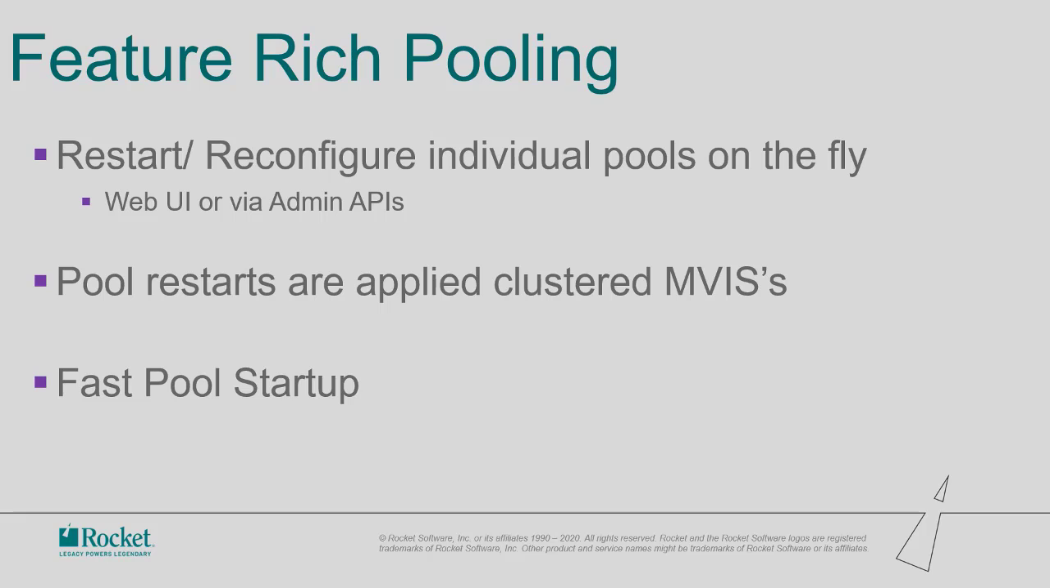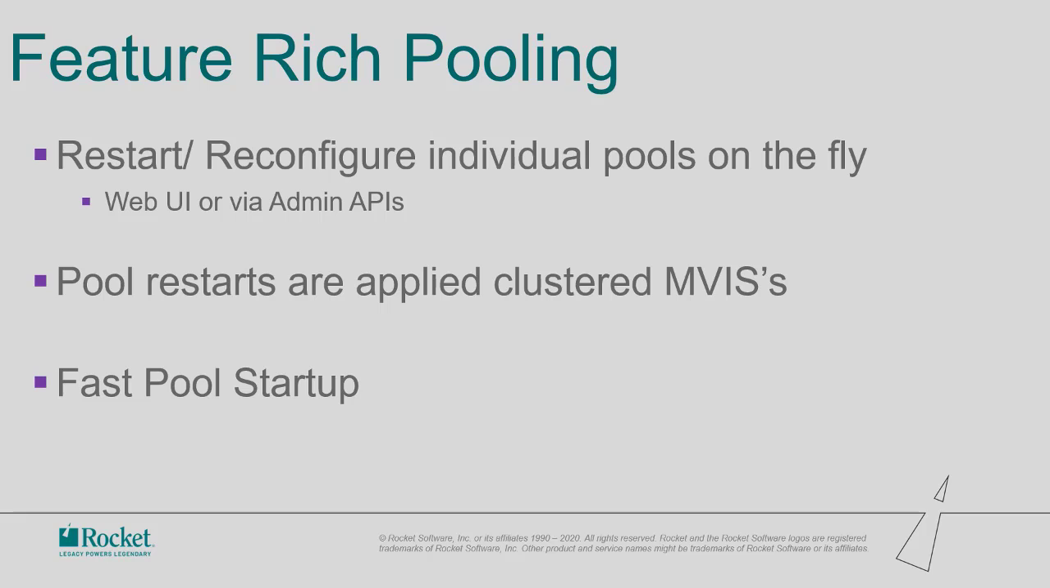There's also a whole bunch of feature-rich pooling included in MVIS. When you restart or reconfigure individual pools, you can do them on the fly via the web UI or the admin REST APIs without having to restart the entire MultiValue integration server. Pool restarts also allow in-flight requests to complete within a configurable threshold. Pool restarts apply to all MVISs if you're running them in a cluster.